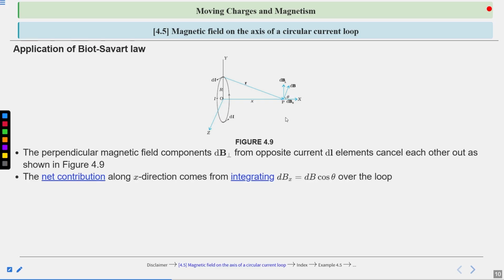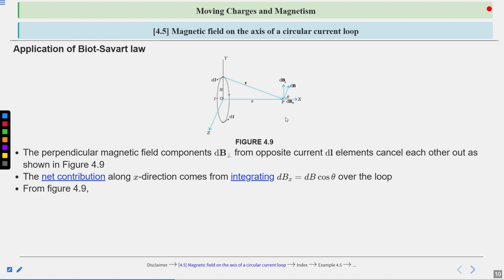The net contribution along the x direction comes from integrating dBx. What is dBx? If the angle between dB and the x axis is theta, then dBx is dB cos theta. So we have to integrate dBx over the whole loop. This dBx is due to a very small element on the loop, and due to all the elements over the entire loop, we have to integrate dBx, which is equal to dB cos theta over the loop.